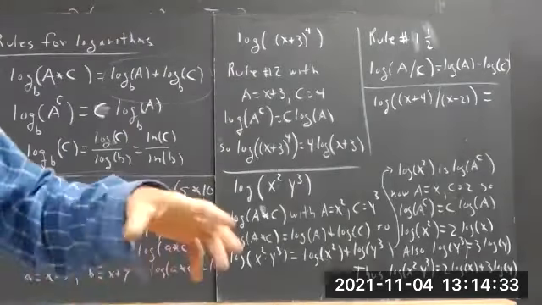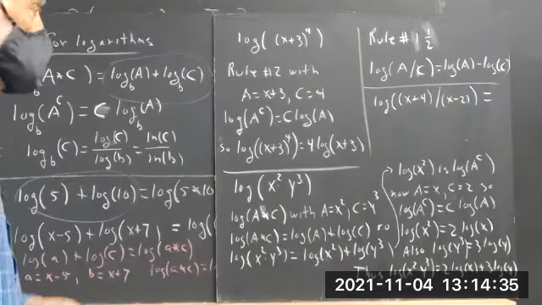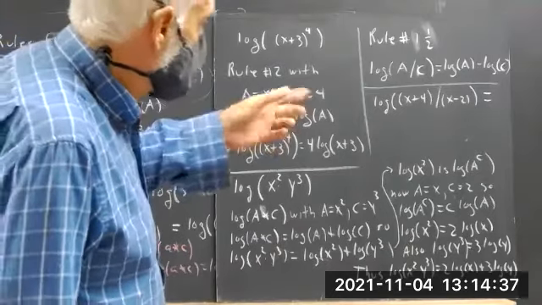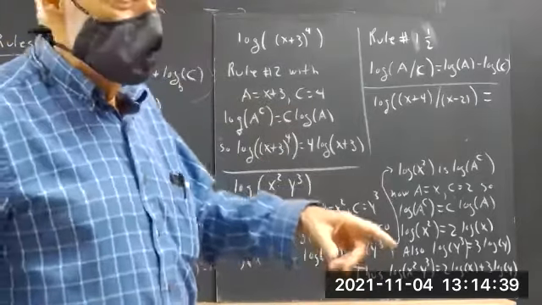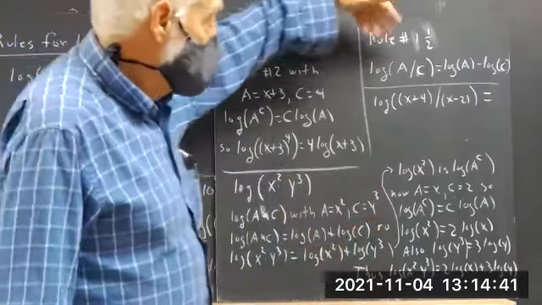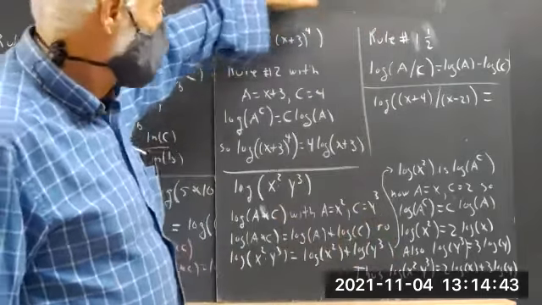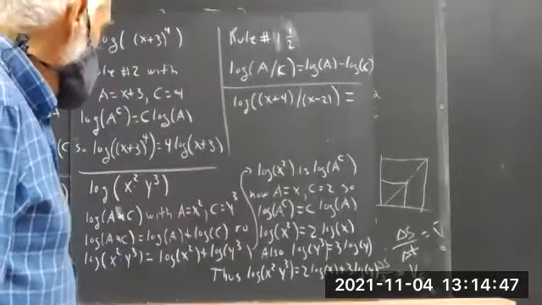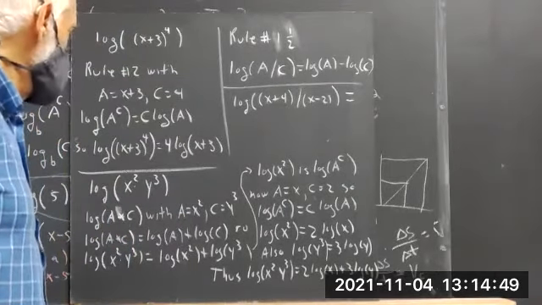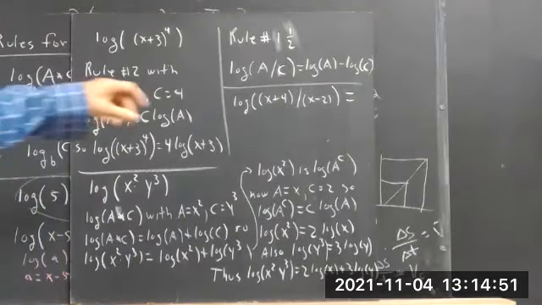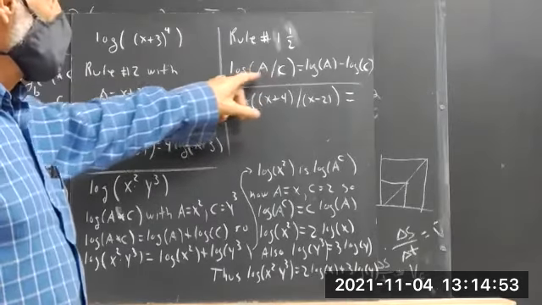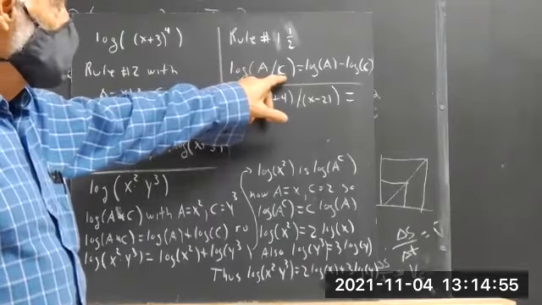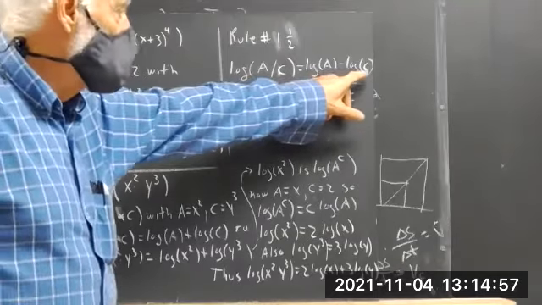You're going to need to look at what we've done, but let's just look at an application of one of the rules of logarithms. Some people need this explanation again. One of the rules is that the log of A divided by C is equal to the log of A minus the log of C.